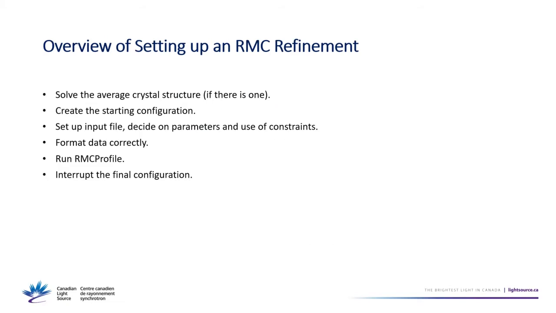To set this up, the first thing to do is always to solve the average crystal structure, if it's a mostly crystalline material that you can describe by a crystal structure. You create starting configurations, you set up a bunch of input files, you have to format the data, then you run it, and then you have to interpret that final configuration.